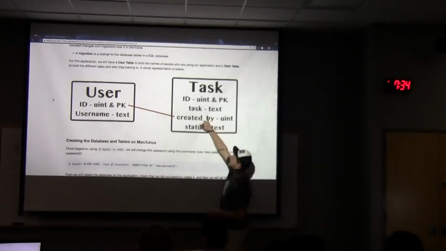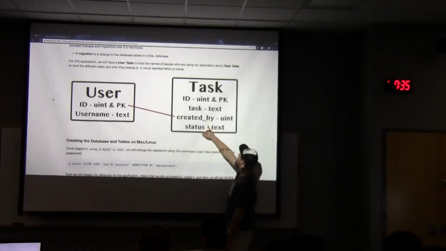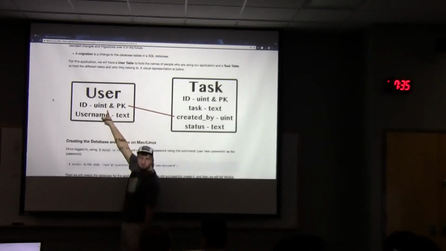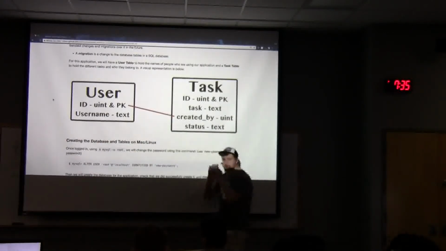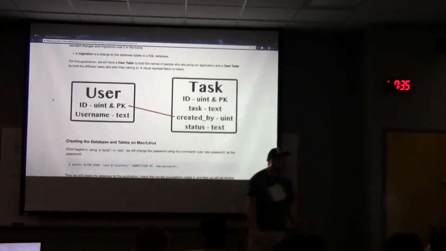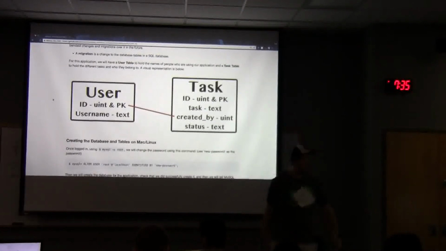So we'll also have the task, which is just some text field. We'll have created by, which will point back to the user ID, so that we can create that tree-based structure that we had. And then we'll also have the status, which I'm assuming is like completed, not completed, stuff like that.